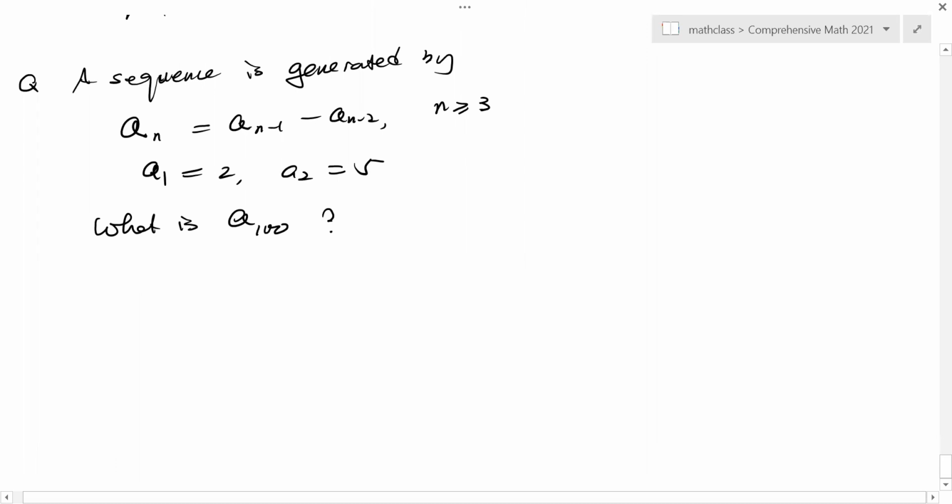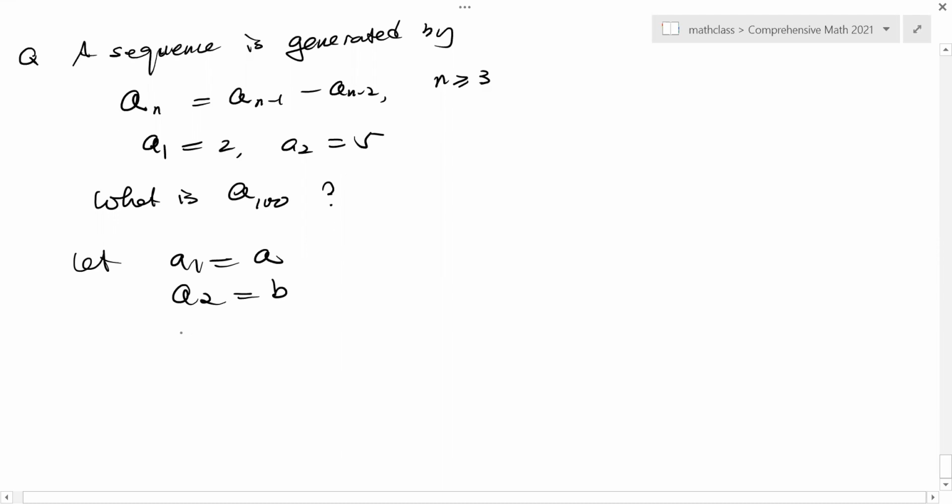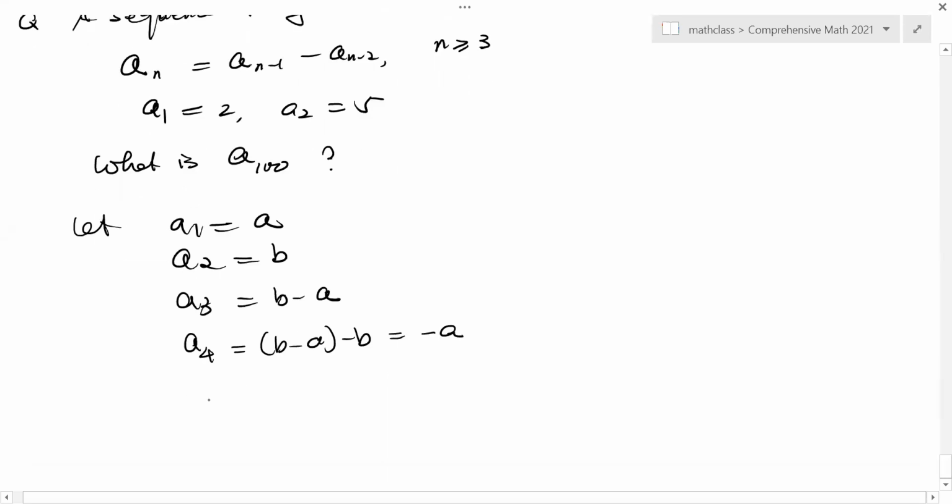So probably it doesn't matter what the values of A1 and A2 are. You have to look at the first few terms and just figure out the pattern. So we can let A1 equal A, A2 equal B. Then I'm going to write down a few terms to get some ideas. So A3 is B minus A, okay? And A4 is going to be A3 minus A2, and I get negative A. I did not get more complicated terms.